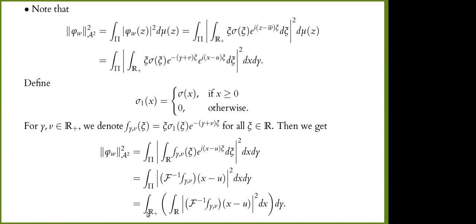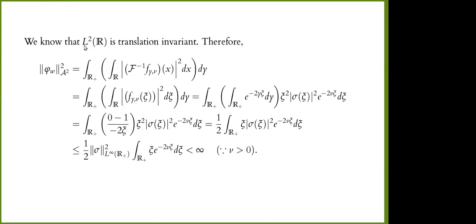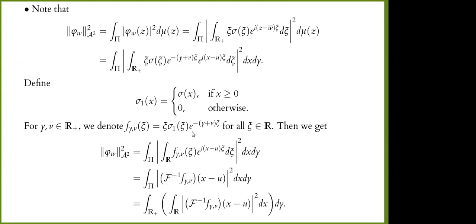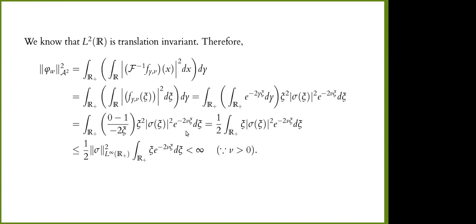And if I write pi as integration over R plus and integration over R, and if I take the integration over R here, then what we can use is that L2 of R is translation invariant, and the Plancherel theorem for the Fourier transform over R. So the inside integral is the same as the L2 norm of f suffix y comma v acting at psi, which is nothing but this integral. Now again, we use sigma 1 so that we can go to R from R plus, and now again we can come back to R plus after using the Plancherel theorem.